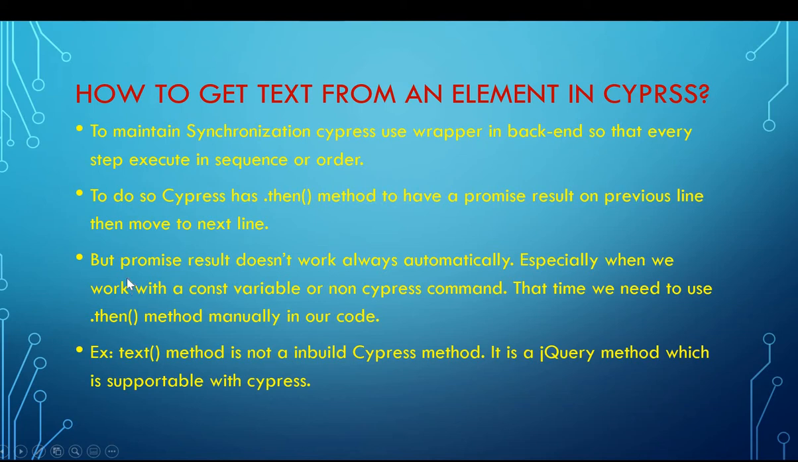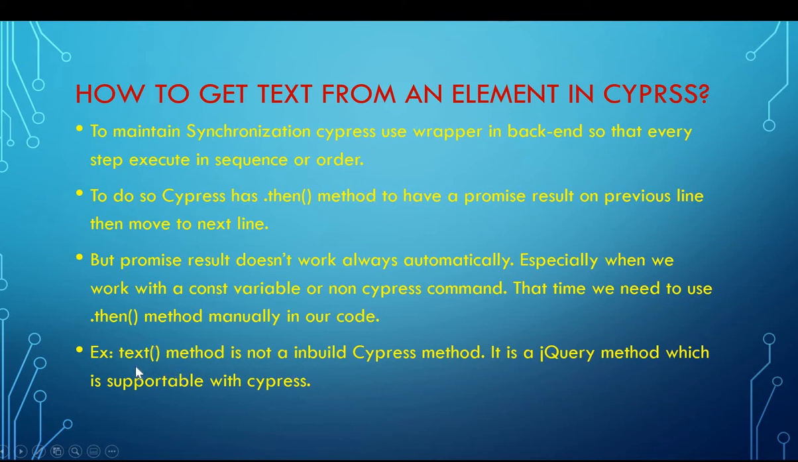However, the promise result does not always work automatically. There are certain conditions. If we use, for example, a constant variable or some non-Cypress command, at that time the promise result is not confirmed, or we can't guarantee that the promise will work automatically. So to handle that, we need to write this .then method manually in our code to maintain this synchronization.